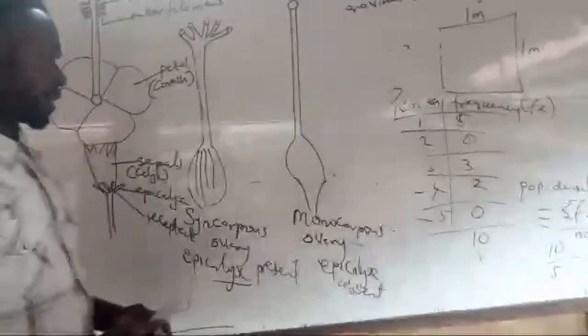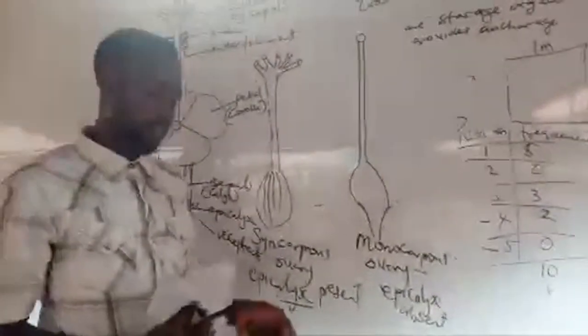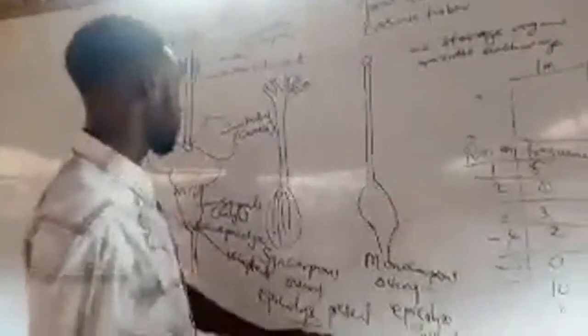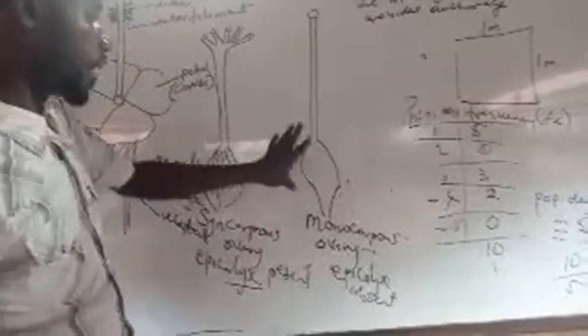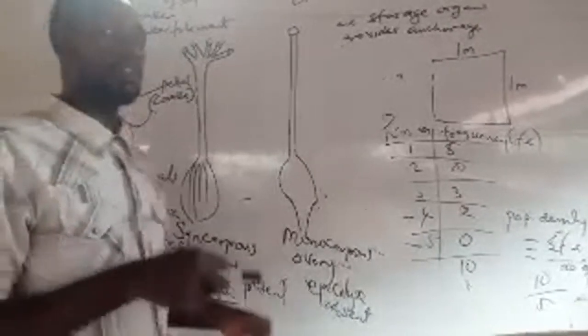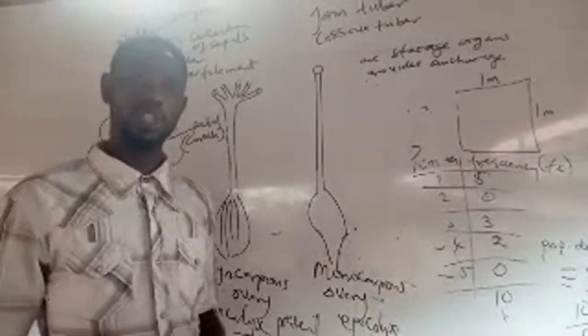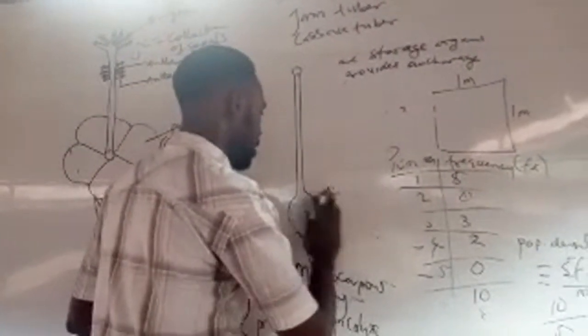So now another difference. Let me just carry you up to speed if you are confused. I said one of the differences between hibiscus flower and the flame of the forest is that hibiscus is syncarpous, while flame of the forest has monocarpous ovary. Second one is that epicalyx is present in hibiscus flower but absent in flame of the forest. Then third difference is that the sepals of the flame of the forest are brightly colored like petals. I repeat. The sepals of the flame of the forest are brightly colored like their petals, which means you can say flame of the forest is petaloid.